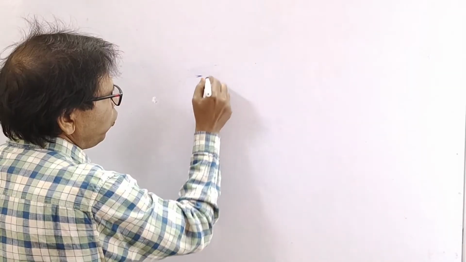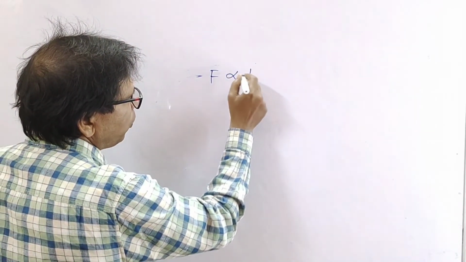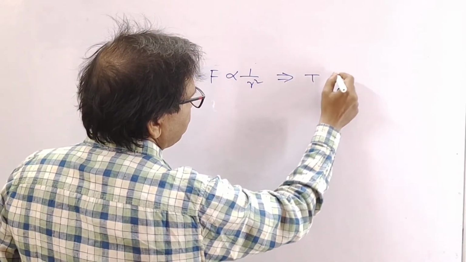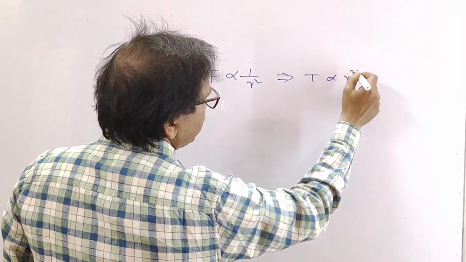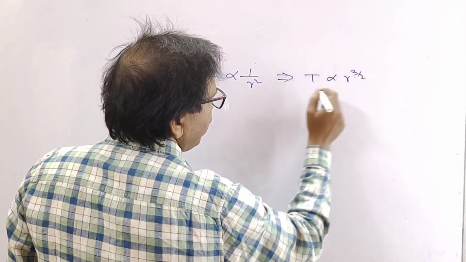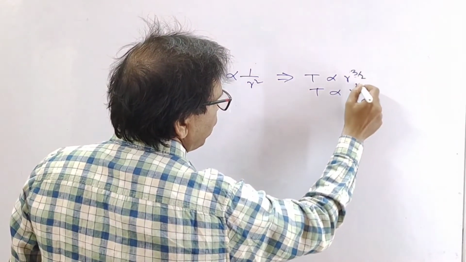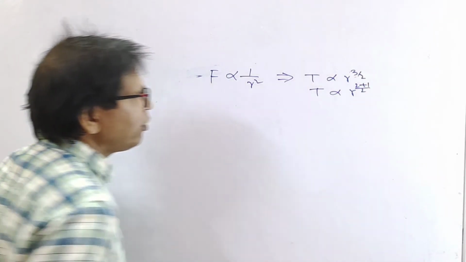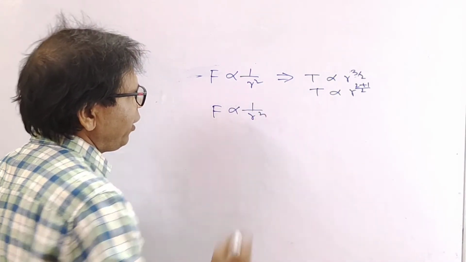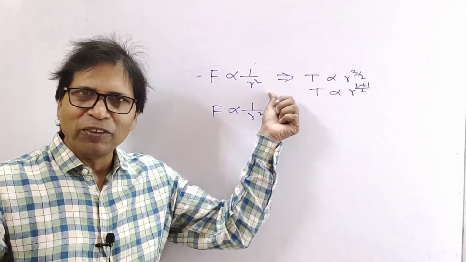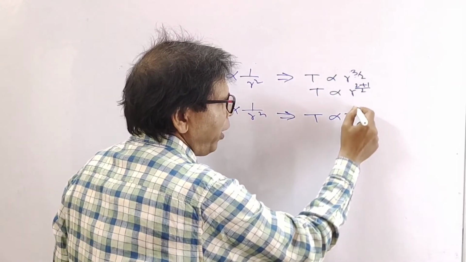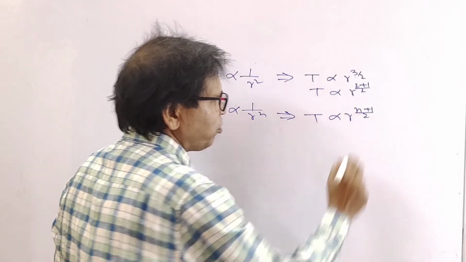Understood? Next, we know gravitational force F is proportional to 1 by r square. Then the period of revolution T is proportional to r to the power 3 by 2, that is T proportional to r to the power 2 plus 1 by 2. If F is proportional to 1 by r to the power n, here n equals 2. Then look at this, T is proportional to r to the power n plus 1 divided by 2.